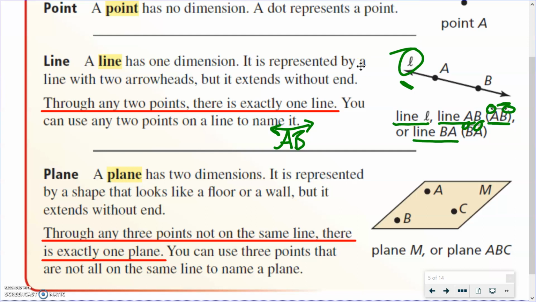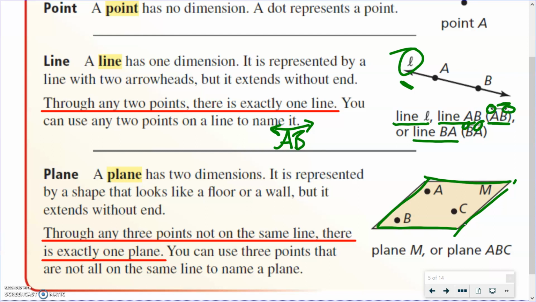A plane has two dimensions, so it's like what you would think of as a piece of paper. I always will hold up a piece of paper. That's a plane, okay? It looks like a floor or wall, but it also extends without end. So even though these edges are shown, we assume that this plane just continues out in all four directions, okay? We just have to show it somehow, and so we draw it like that. You can see that it almost looks like a flat piece of paper or something that is flat.